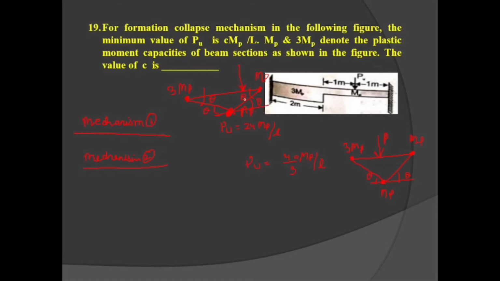Please be careful. So the deflection is L by 4 into theta here, and here the deflection is L by 2 into theta. You can equate the values using the principle of virtual work for the external work done as well as the internal work done. So the correct value of Pu is the minimum of these two values. And C value is 40 by 3, that is 13.33 is our answer. Okay.